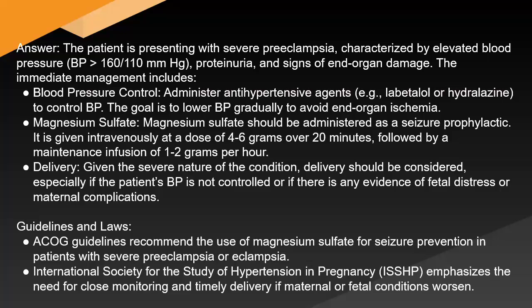Magnesium sulfate. Magnesium sulfate should be administered as a seizure prophylactic. It is given intravenously at a dose of 4-6 grams over 20 minutes, followed by a maintenance infusion of 1-2 grams per hour. Delivery. Given the severe nature of the condition, delivery should be considered, especially if the patient's BP is not controlled or if there is any evidence of fetal distress or maternal complications.